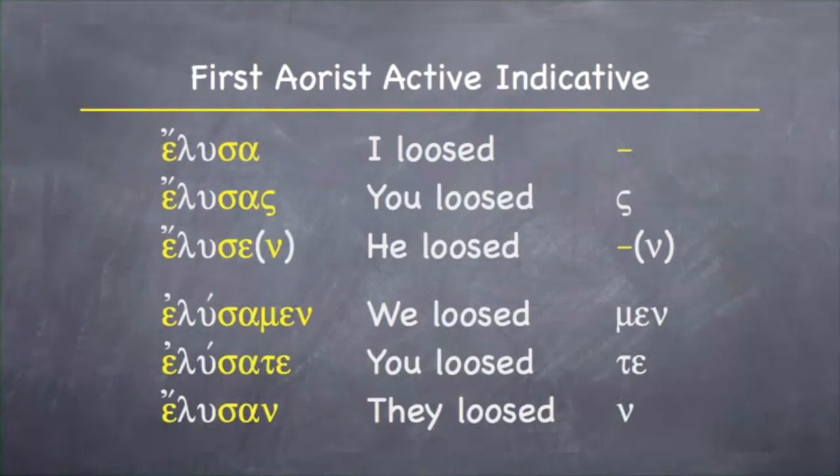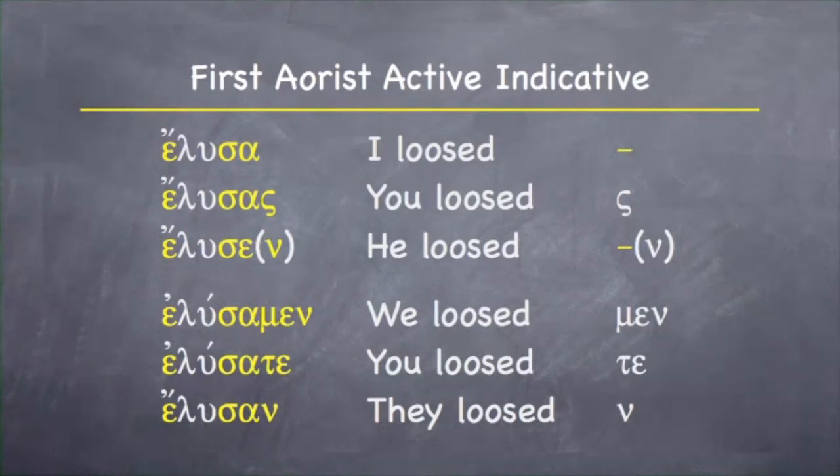When you look at the full paradigm, it's elusa, elusas, eluse with a nu movable, elusamen, elusate, elusan. You can see the augment and the tense formative telling you it's an aorist. When you look at the personal endings, you can see that for the most part, they are secondary active endings, and for the most part, look just like the endings that you have on the imperfect. The one big difference is first person singular, though, isn't it?